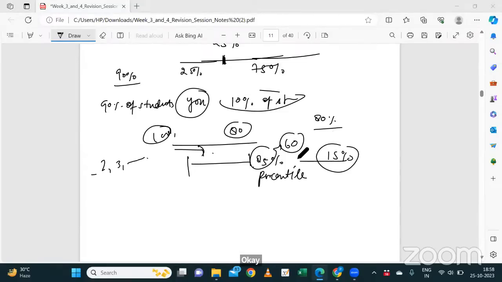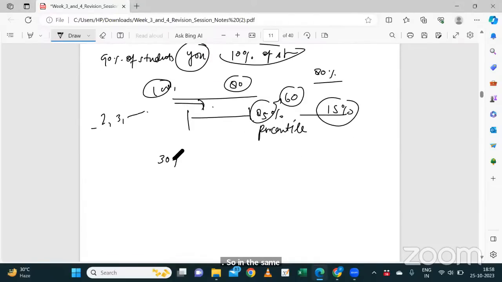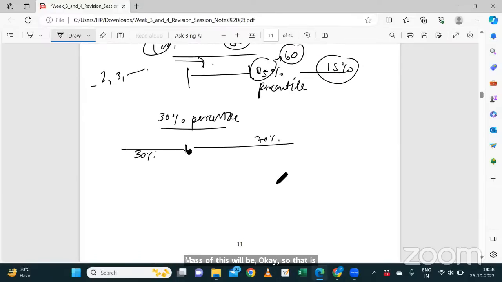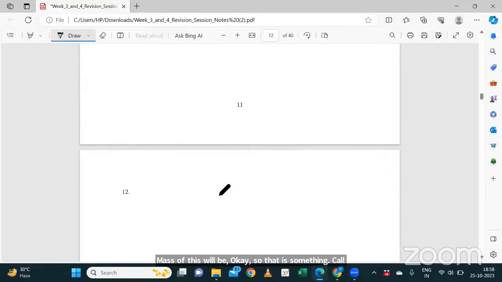Now you have understood the concept basically. Suppose I'm saying 30 percentile. So 30 percentile means 30% of the students' marks will be below you, and the remaining 70% of the students' marks will be above you. So that is what we call a percentile. We can interpret the percentile this way; a rough idea is okay.